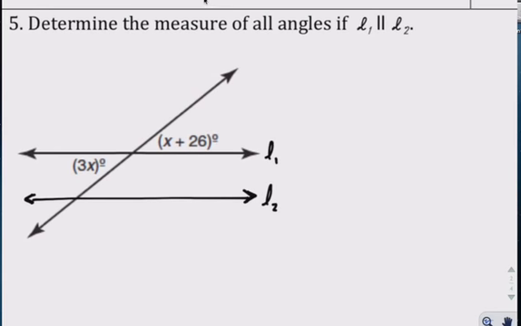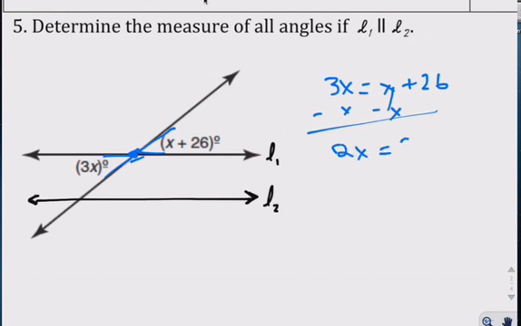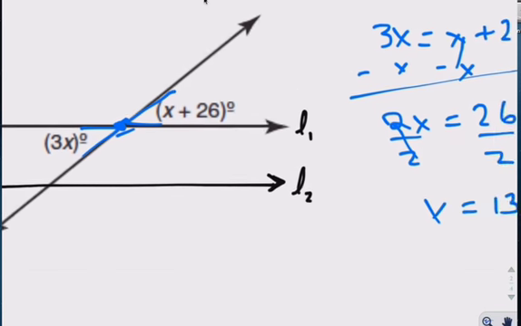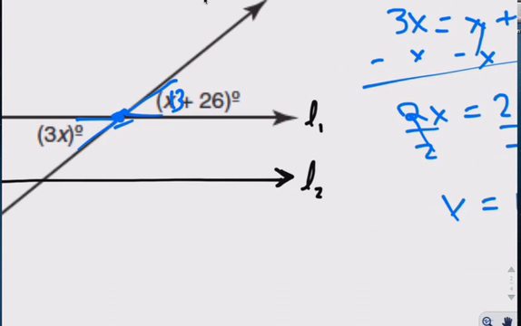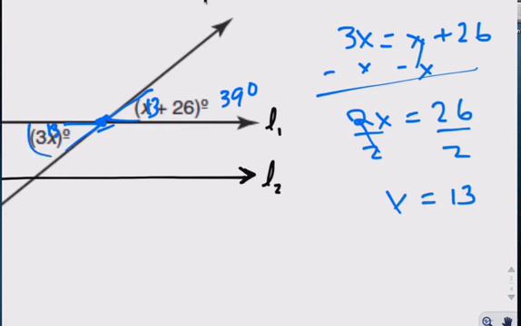Okay? This one here, we know that this is called a vertical angle, and vertical angles make these two things equal. So 3x equals x plus 26. Okay? These two are congruent angles. And so you subtract an x from each side. That's 2x equals 26. Divide by 2. x then is equal to 13. So if x is 13 here, plus 26, the degree here is 39 degrees. And therefore, if you want to check, 13 times 3 is also 39 degrees.